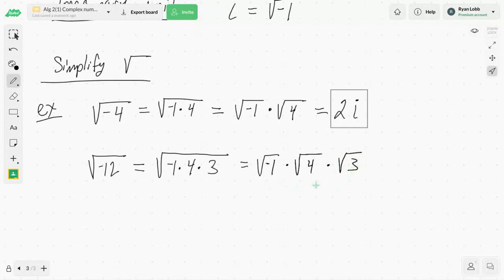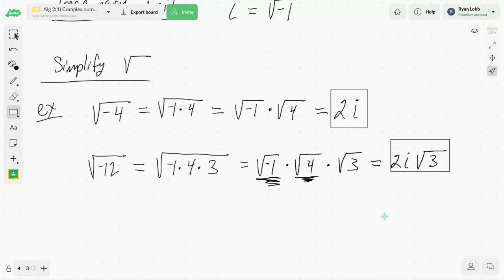And now when we simplify all this, the square root of negative 1 is our imaginary unit, so that's going to be an i. The square root of 4, which is 2. And then we have left the square root of 3. So that is the square root of negative 12 simplified.